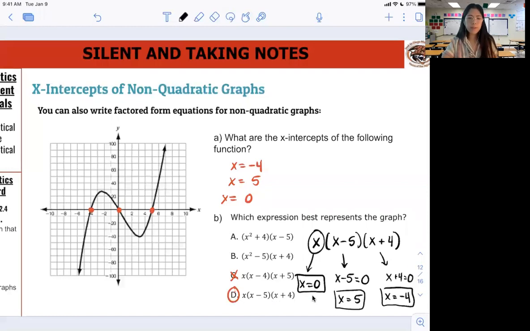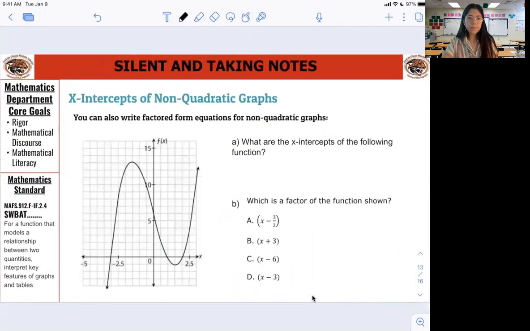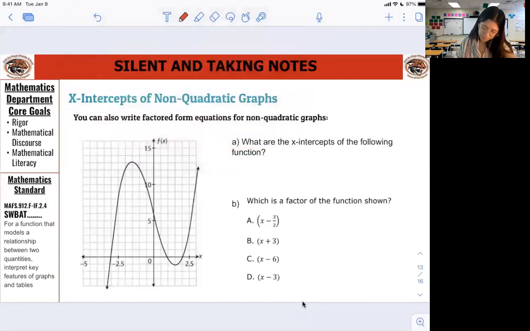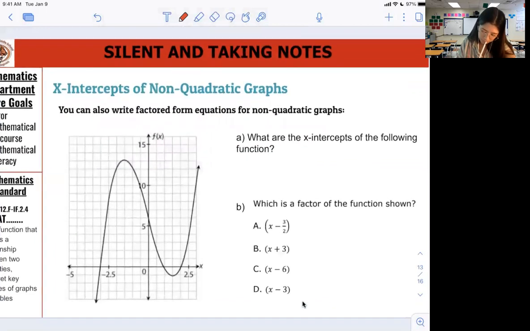Now let's look at a very similar problem. What are the 3 x-intercepts in this case? Look carefully. This one's a little hard because of the scale factor, but take a look. It's a little hard, I know. 0. Is it 0 though? Is it passing through the 0? No, so it's not 0.